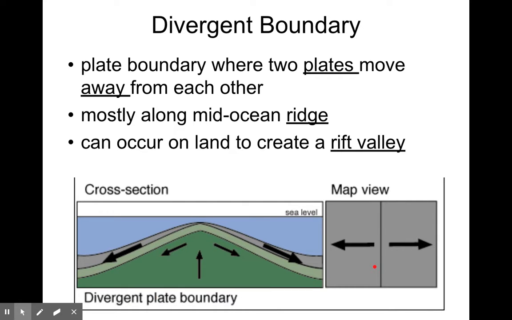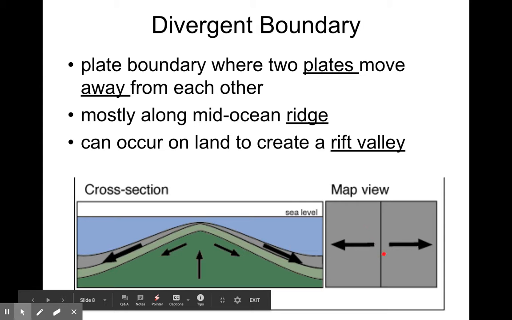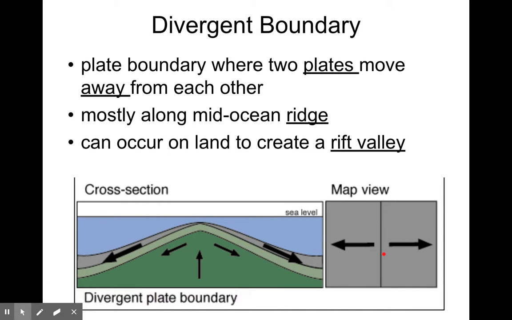So convergent collide, divergent divide. I'm trying to help you remember these things. So divergent divide. They're going to move apart. Now, we've talked about these. We just didn't use this word divergent. This is where two plates move away from each other. That kind of sounds like something we've learned before. Seafloor spreading. This is where mid-ocean ridges occur. But it can also happen on land. And if it happens on land, it's not a mid-ocean ridge.